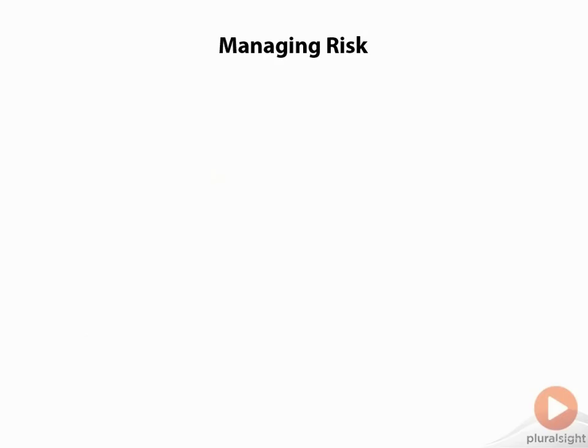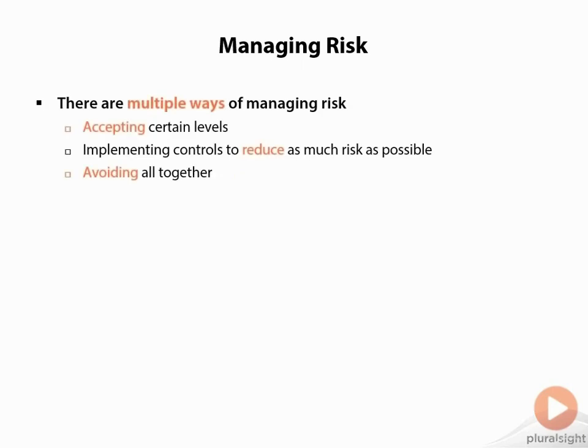Okay, so all the things we've talked about so far really center around risk. So when it all is said and done, we need to understand the various ways that we can manage that risk. There are multiple ways of managing risk, and that is basically either accepting certain levels, because undoubtedly, at the end of the day, you can't prevent absolutely everything. All right, so we have to accept certain levels of risk. We just have to understand and decide what that level is going to be. So we can implement controls to reduce as much risk as possible, or we can avoid it altogether to a certain degree. We can avoid a specific risk altogether, but as I said, we can't avoid all risks. There's always going to be some type of risk introduced in our environment.